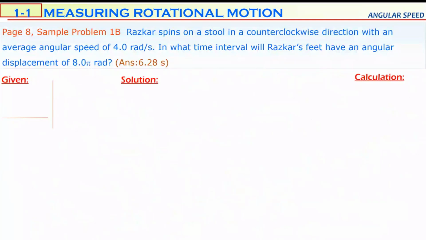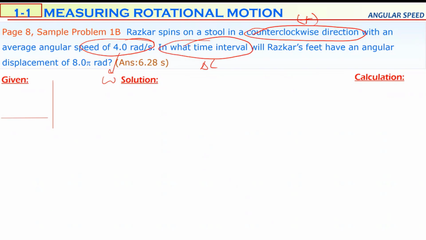Sample problem 1b. Raskar spins on a stool. A stool is a chair which can rotate. So Raskar spins on a stool in a counterclockwise direction, positive. We get average angular speed omega of 4 radian per second. In what time interval, delta t? The question asks about delta t. Will Raskar's feet have an angular displacement of 8 pi radian?